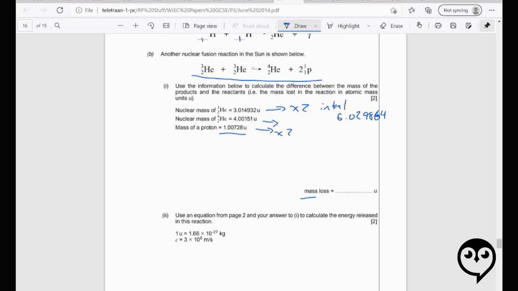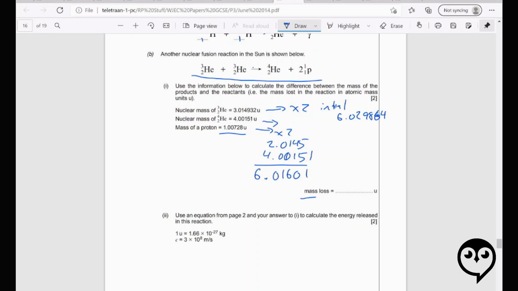I'm going to take the mass of the proton, and I'm going to double it, and then I'll just write it down. So that's 2.0145, and I'm going to show for our marks that we're going to add that to 4.00151. And that's going to give us 6.01601.